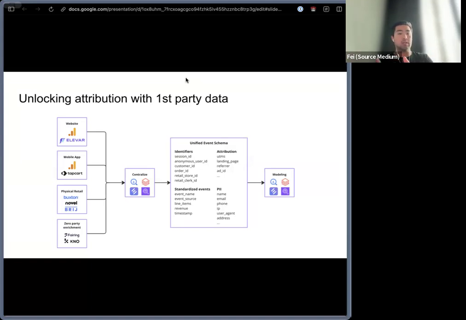And also event source, like did that come from your mobile app, from your website, from physical retail, the revenue impact, and of course the timestamp, which is going to allow you to have that timeline view of how a purchase happens, and ultimately PII, right? Name, email, phone, etc. And then in that data warehousing environment, or that data infrastructure environment, is where you can go ahead and do the modeling piece at the end.